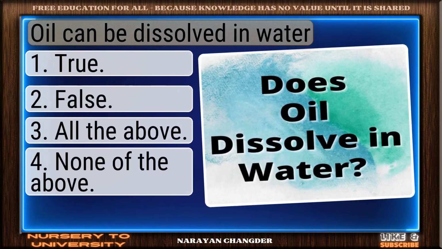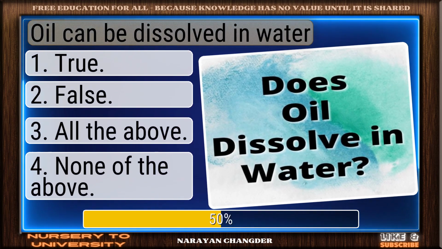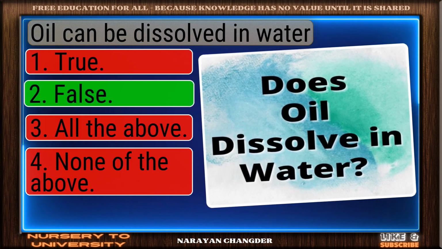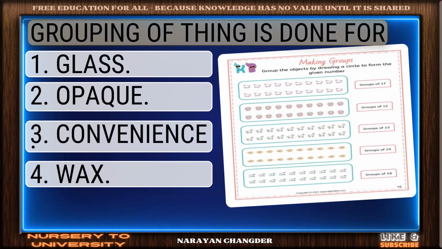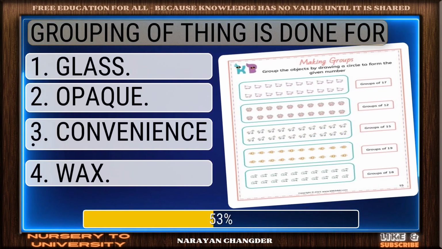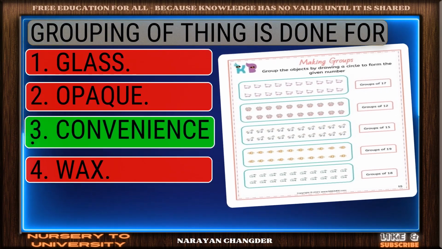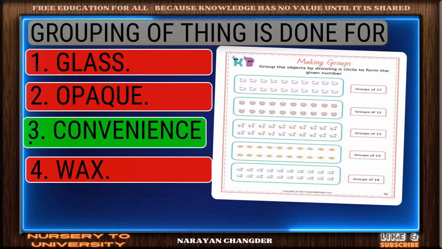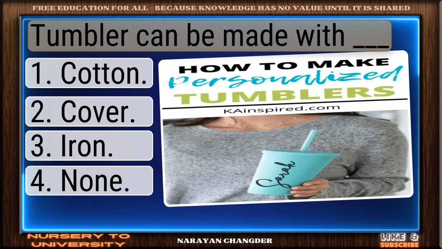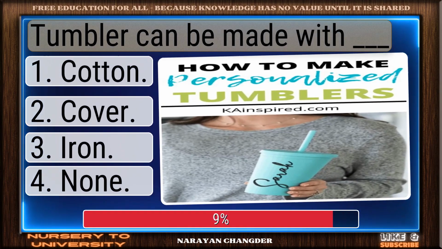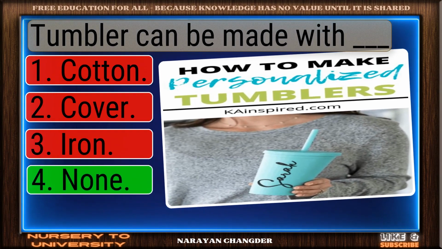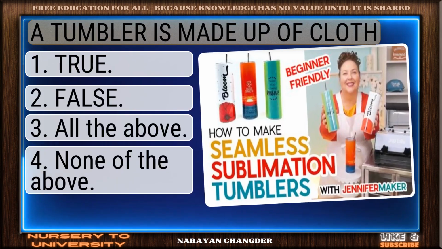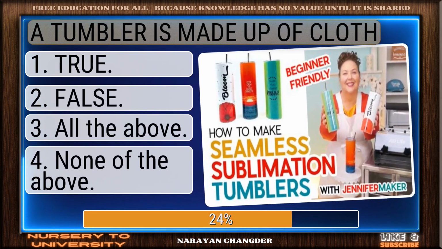Oil can be dissolved in water. You got it. Your choice, false, is right. Grouping of things is done for. Well done. Convenience is the right choice. Tumbler can be made with dash. Excellent. None is a brilliant choice. A tumbler is made up of cloth.